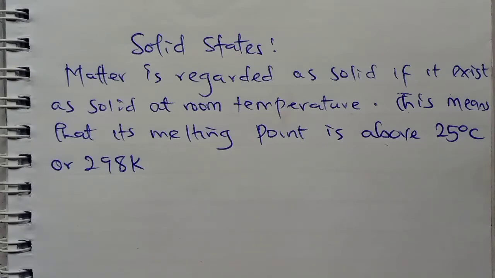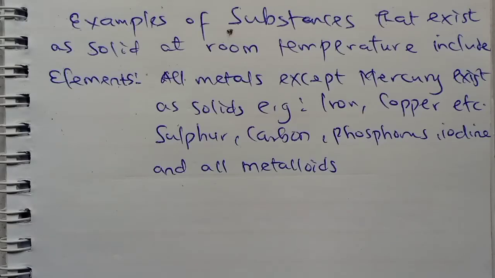Examples of substances that exist as solid at room temperature include all metals except mercury. Examples of metals include iron, copper, gold, platinum, sodium, calcium, magnesium, etc. We still have non-metals like sulfur, carbon, phosphorus, and iodine that exist as solid at room temperature. And all metalloids exist as solids. Examples of metalloids include silicon, germanium, etc.